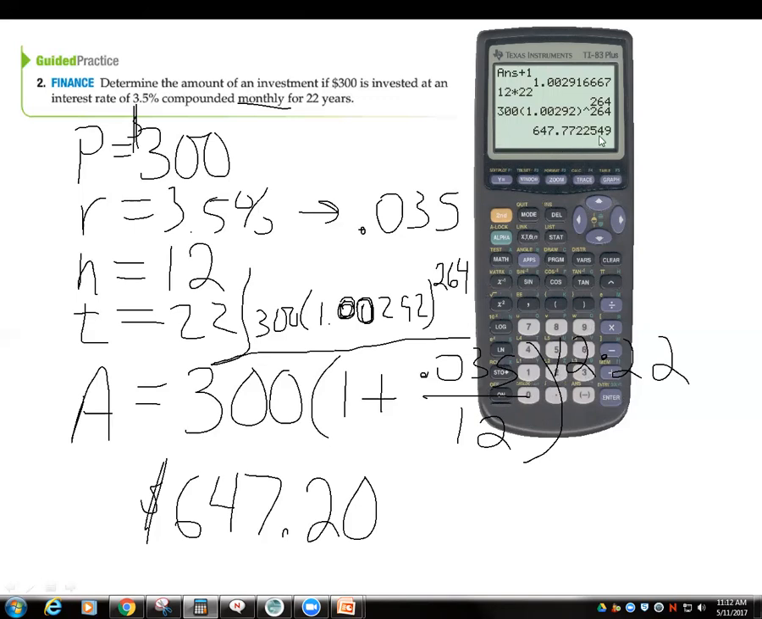Now, the reason this is a little bit more than the original amount we got is because the 1 plus r over n is 1.002916 repeating, and I rounded it up to 1.00292. And that little bit of a difference, when you raise it to the 264th power, ends up making quite a significant difference in the answer. So that's the answer for that one.